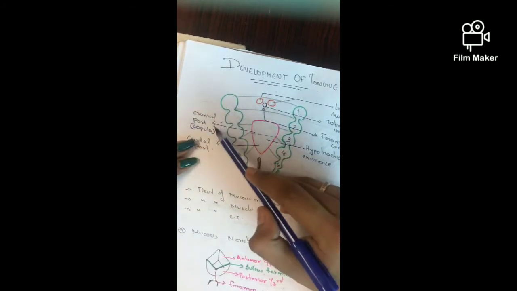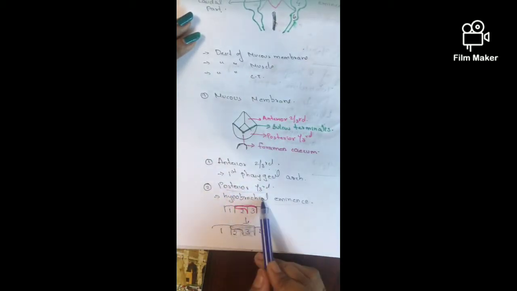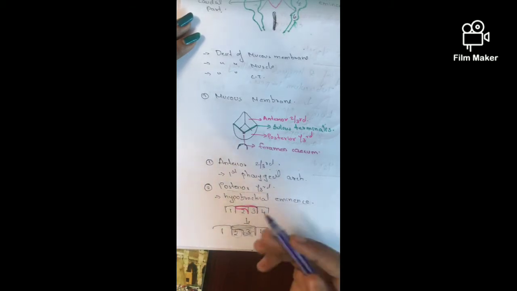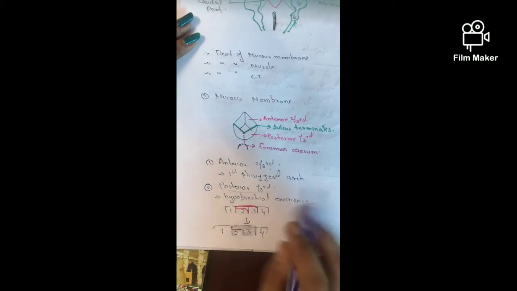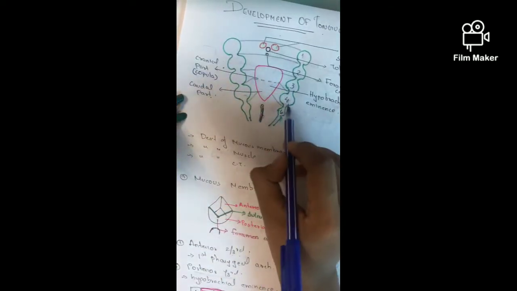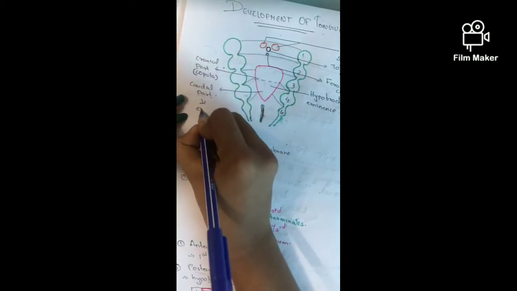This cranial part has taken place in the development of the posterior one-third, because the second and third arches are the ones that contribute to the cranial part of the hypobrachial eminence. They have already helped in the formation of the posterior one-third. Now what is remaining is the caudal part, formed from the fourth pharyngeal arch. This caudal part helps in the formation of the epiglottis.